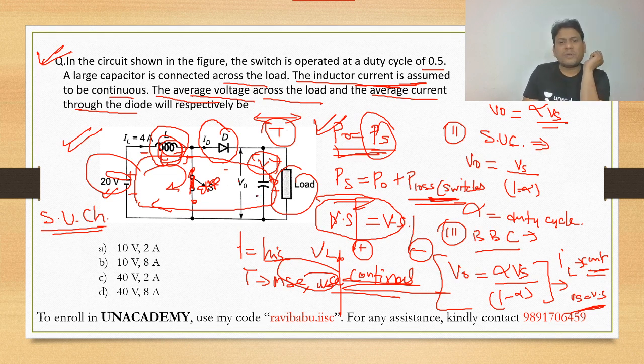Why is the average current of the capacitor 0? Because of the charging and discharging, the second criteria will be satisfied for this capacitor. So we can write I0 average will be equal to ID average, because this IC average is 0. Otherwise, suppose IC average is not 0, then we cannot write I0 average equal to ID average.